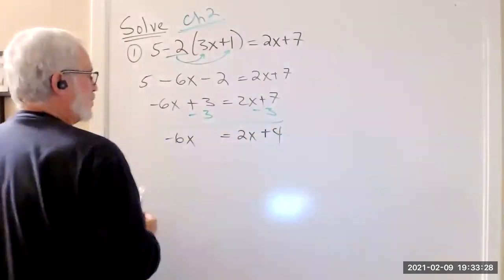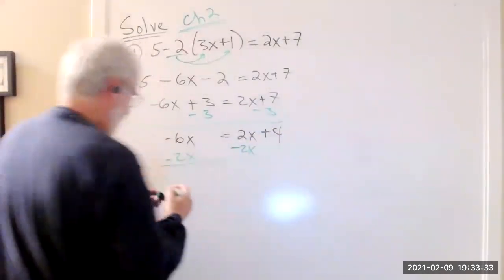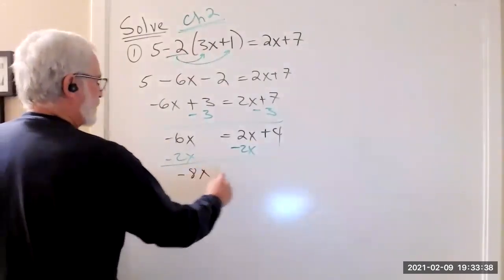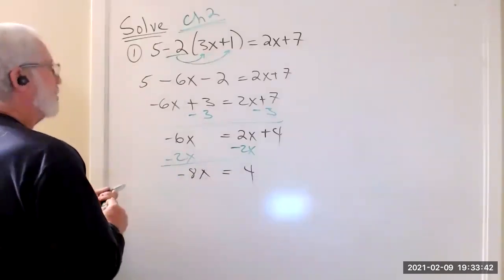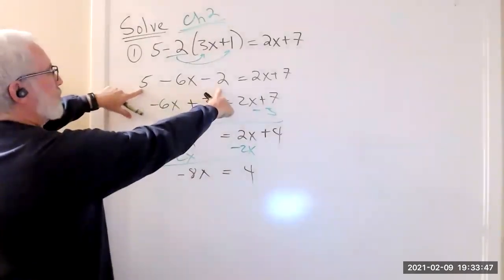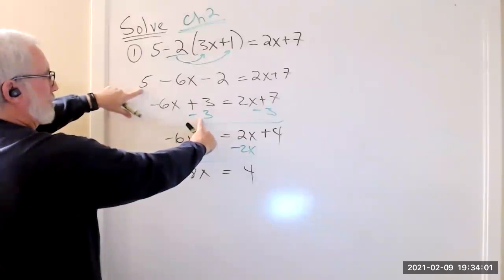Okay. Take away 2x. And what do I have? Negative 8x equals 4. Where'd your 5 go? 5 take away 2 was 3. Oh, I got you. You okay? You sure? I got messed up there because I did 5 minus -2 instead of 5.